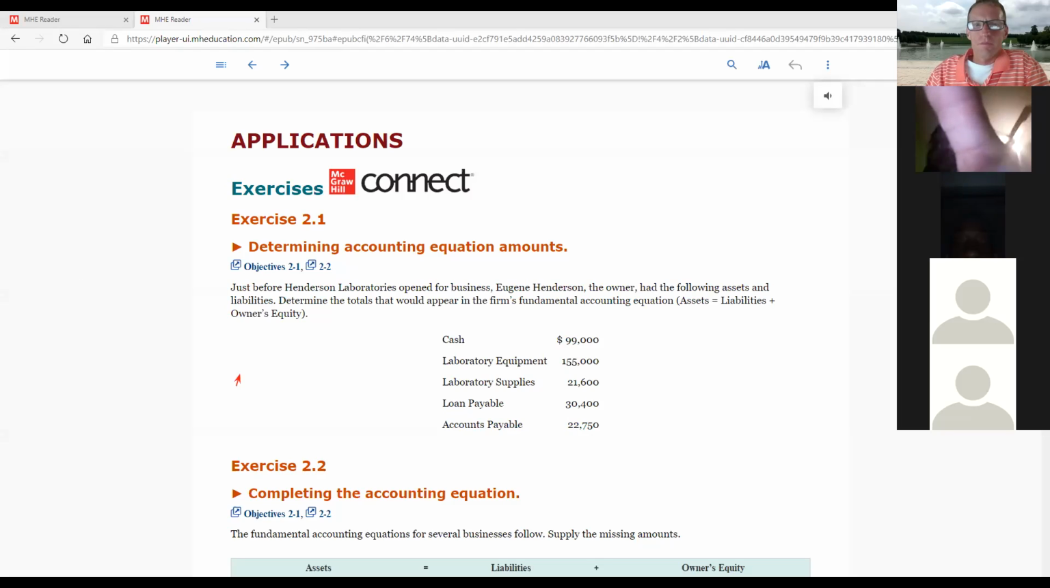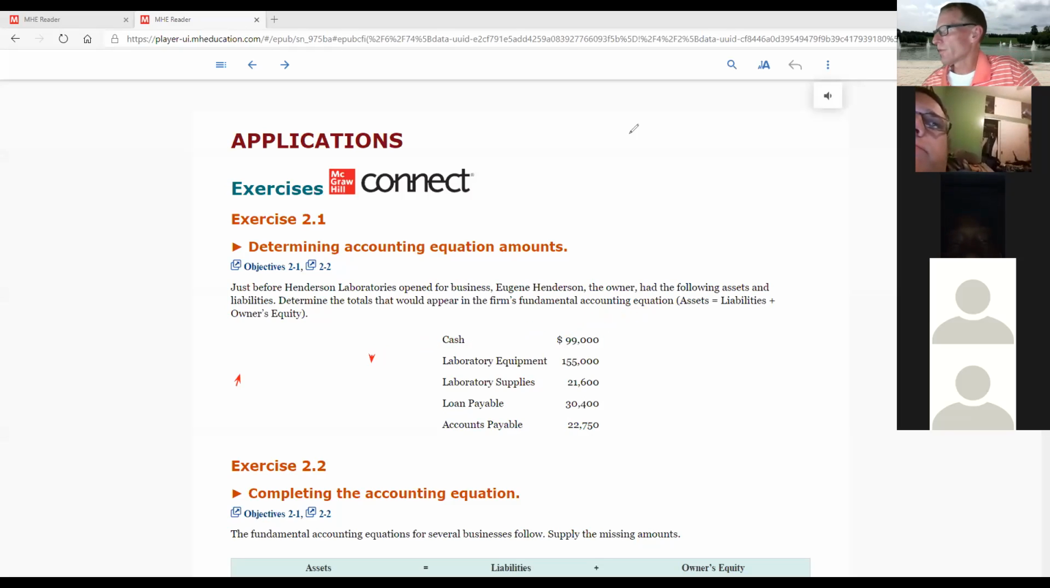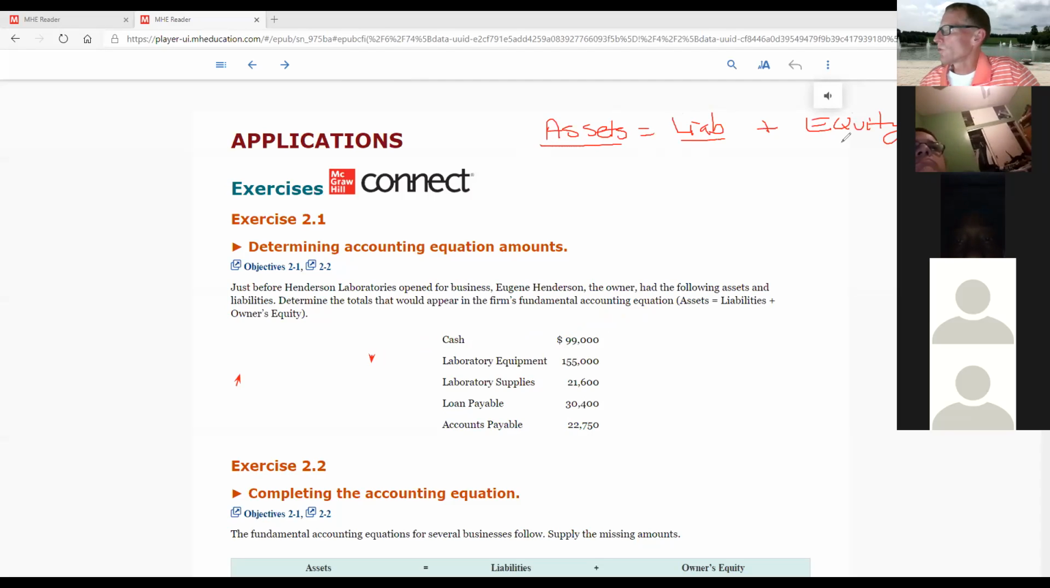So what we want to do here is go through these and start with cash, and then we're going to plug these in. I'm going to write this up at the top just to illustrate. We've got assets equals our liabilities plus our equity, owner's equity. What we want to do is figure out our total assets, our total liabilities, and our total equity. So I'll start with cash.